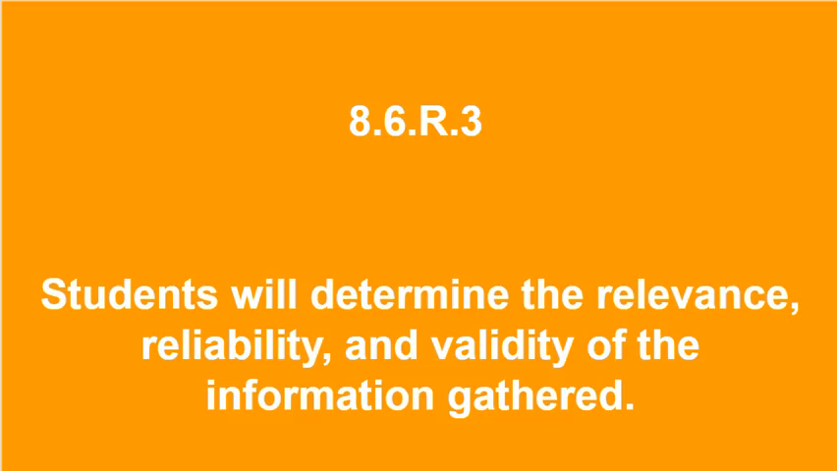Today we're going to discuss a standard from the Oklahoma Academic Standards: 8.6.R.3, 8th grade, the 6th standard for research, reading point 3. Students will determine the relevance, reliability, and validity of the information gathered. Please pause the video and write down what the standard is about.